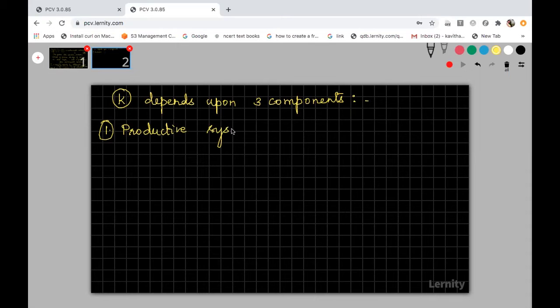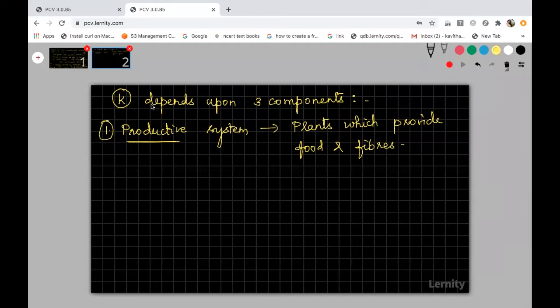Productive system. See, by the term itself, productive means productivity. Who are producers in the environment? Mostly the plants, right? Plants are called producers because they are all autotrophs and they can synthesize their own food. Animals are not called producers; they are all called consumers. So productive system includes the plants which provide food and fibers. Carrying capacity of the environment depends upon the productive system.